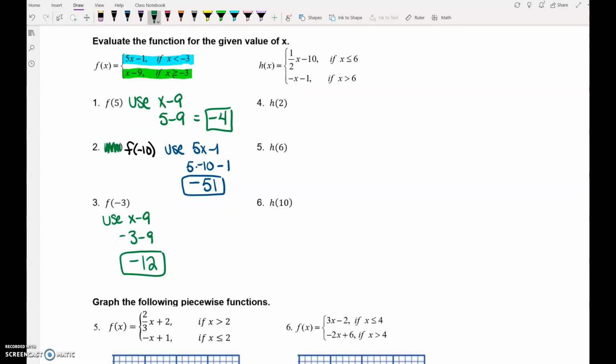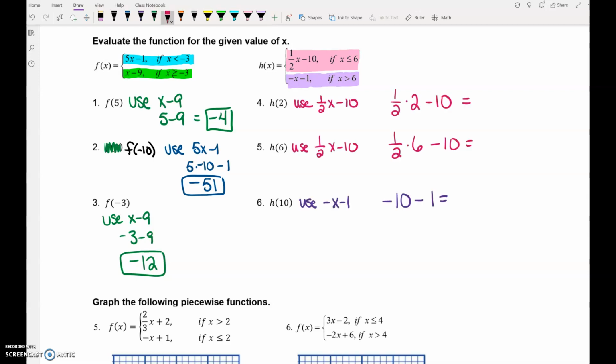Take a moment and try h on your own. It's the same. This time we'll do pink and purple. So the pink function is when we have x values smaller than or equal to 6, and the purple function is when x is larger than 6. Take a moment and try those 3 problems on your own.